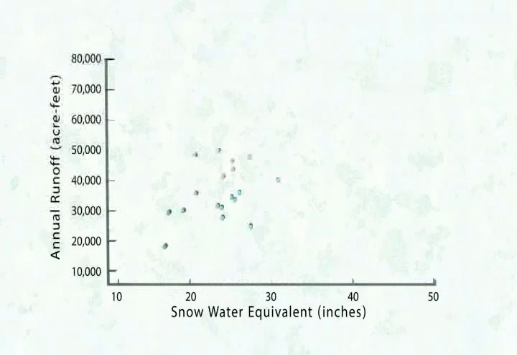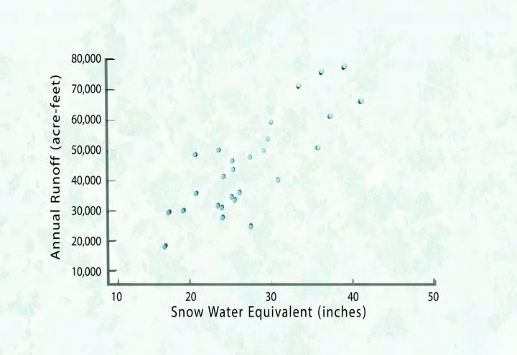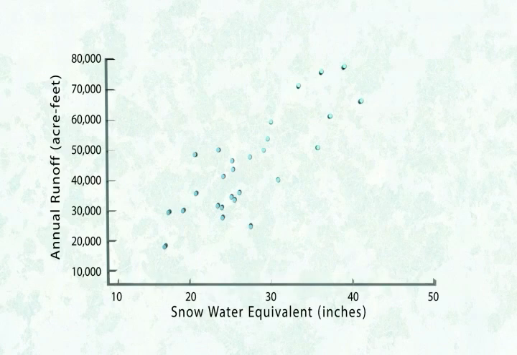Let's graph these data points on a scatter plot. You can see that in the years when our explanatory variable, the snowpack, was high, the spring runoff, our response variable, was too.